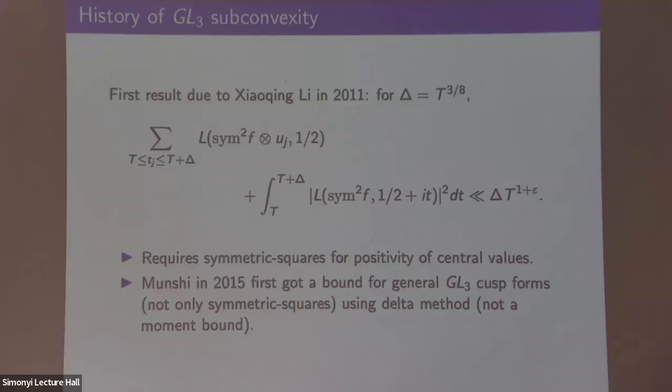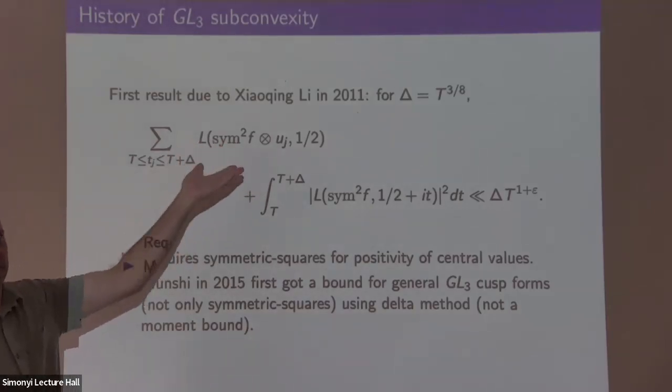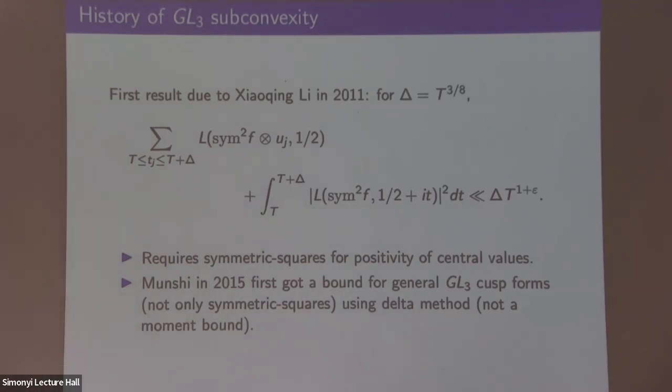over the GL2. And then there's this integral component to it, which is sort of the continuous spectrum or Eisenstein series component of this moment. This first moment is a GL3 cross GL2, so it's a degree 6 L function. And these values are known to be non-negative. So by getting this bound, she could drop all but one term. And this was a big breakthrough. It gave the first subconvexity bound on GL3, although it only works for symmetric squares. It's only for symmetric squares that the central values are non-negative.